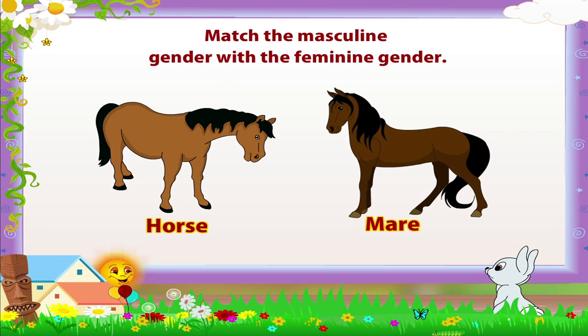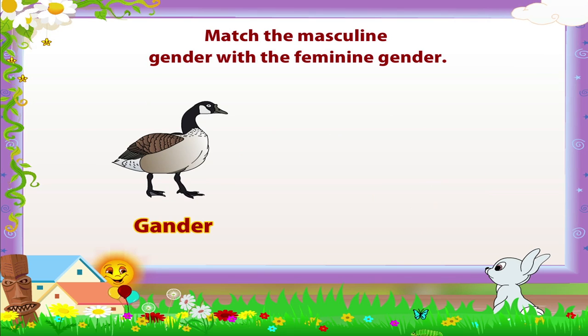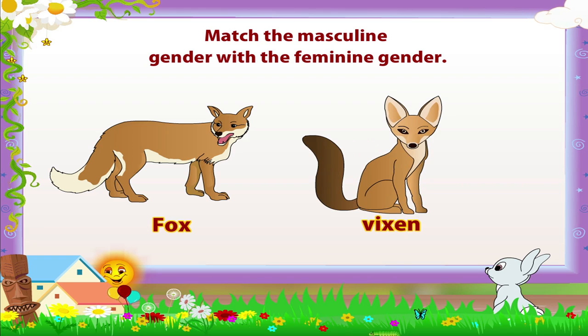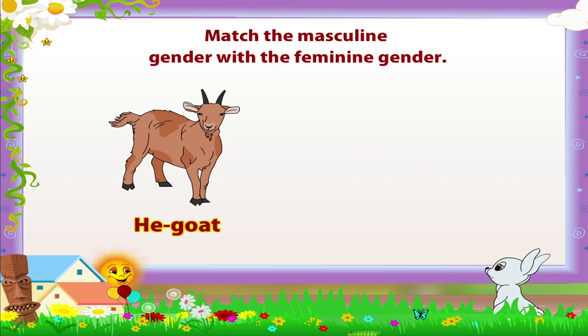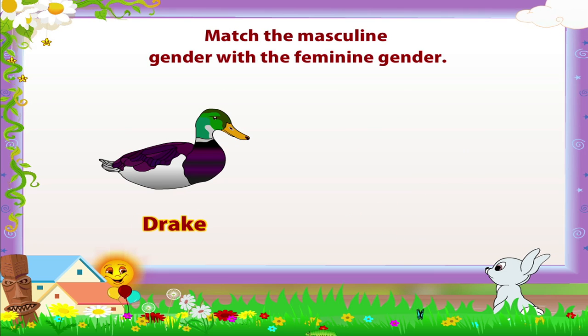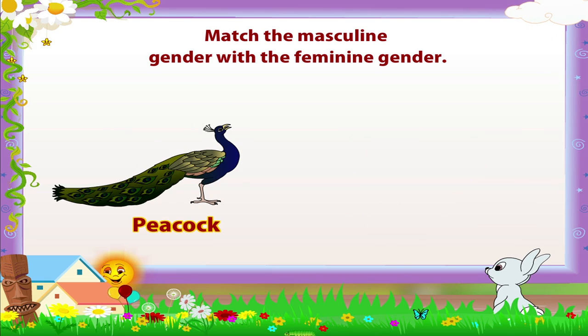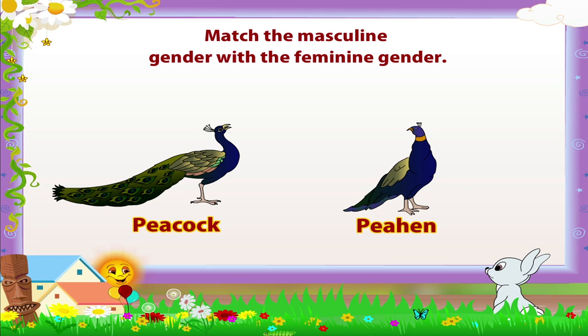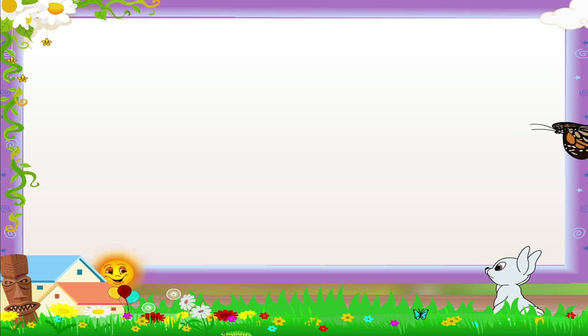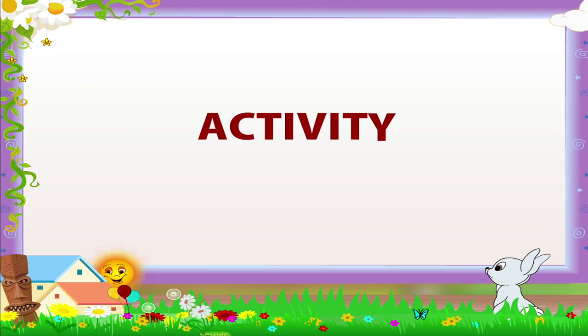Horse, mare. Gander, goose. Fox, vixen. He-goat, she-goat. Drake, duck. Peacock, peahen. Bull, cow. Let us do another activity.